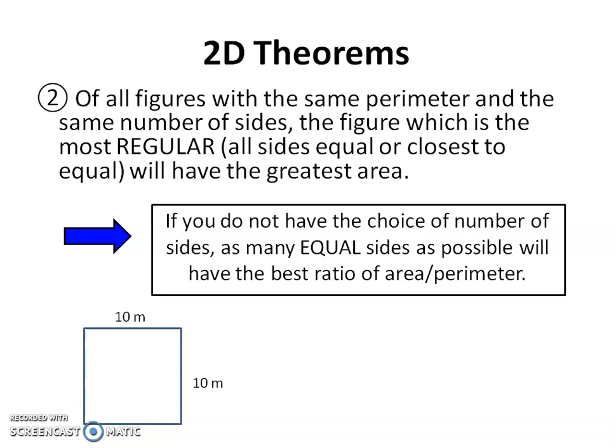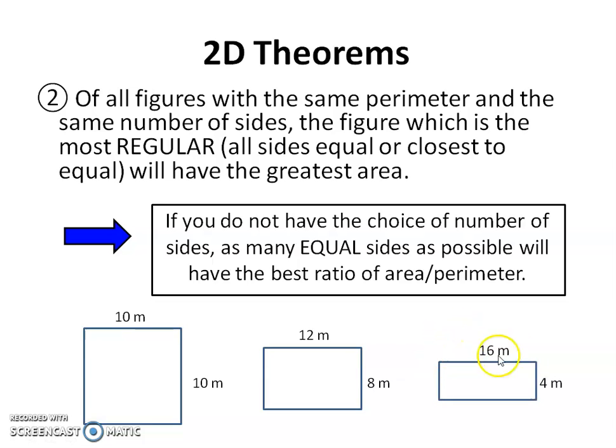So for instance, if we look at this square that's the most equal, the perimeter here is 40. The perimeter of this rectangle, 12 plus 8 plus 12 plus 8, is also 40. And this rectangle, 16 plus 4 plus 16 plus 4, is also 40. You can pause and check it out if you don't believe me, but it's true. And if I look at the areas of these, the area here, 10 times 10 is 100. This area, 12 times 8 is 96, and this area is 64. So even though they all have the same perimeter, they do not all have the same area.